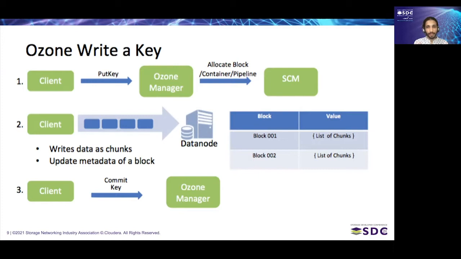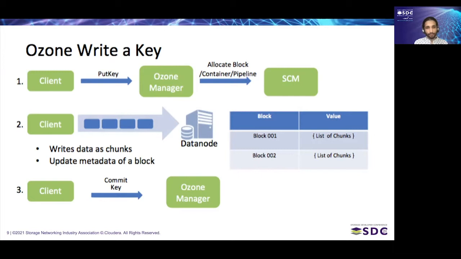So what is a pipeline? A pipeline is a set of data nodes where that container would be written. So once the block information is received by OM, it will pass that information to the client. The client will now communicate with the data nodes, and it can write its data as chunks in the set of data nodes provided. So this data write happens via the Raft consensus protocol.